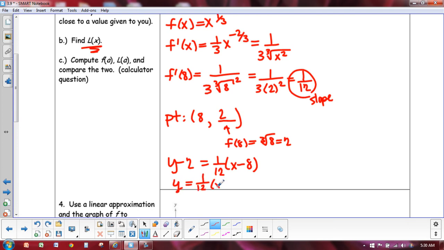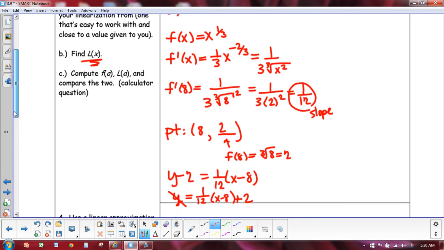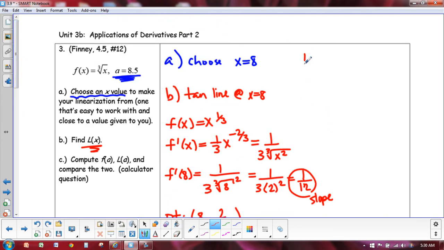And then part C, they want you to compute f of A. Well, f of A, our A value they gave us was 8.5. So they want f of 8.5. And the reason I had you leave that is because they also want L of 8.5. And it's going to be easiest to go into this format where you just have to subtract the 8. So we left the parentheses there.